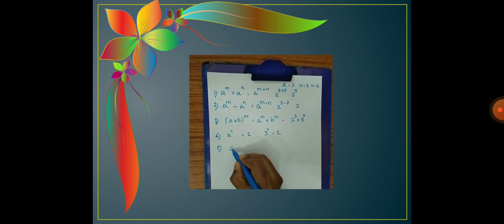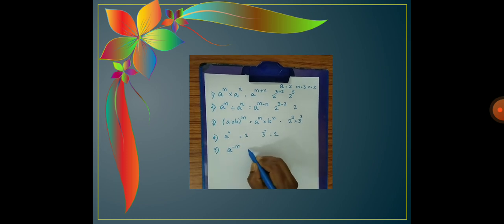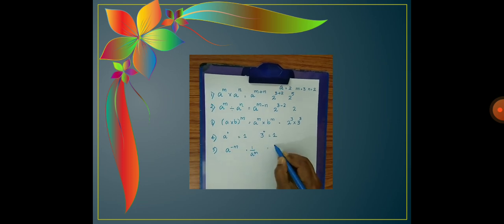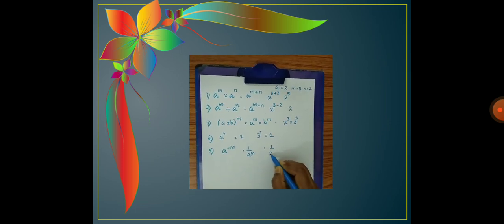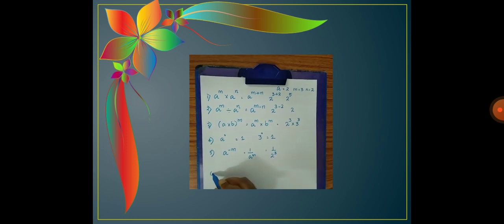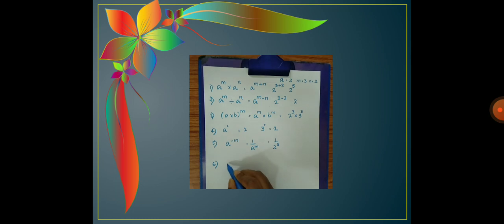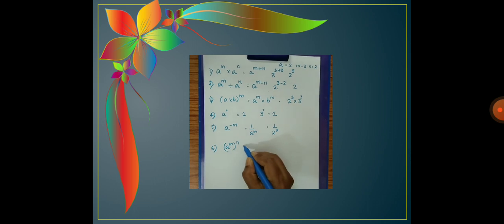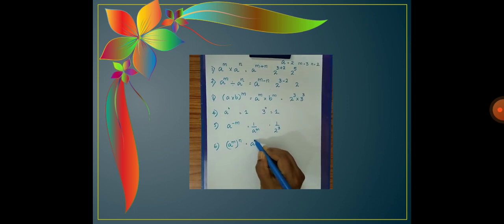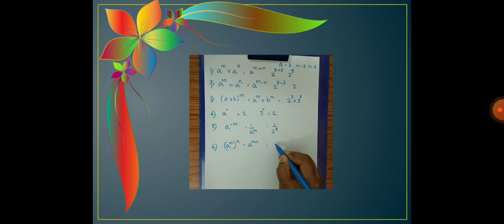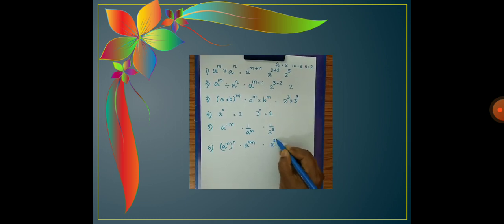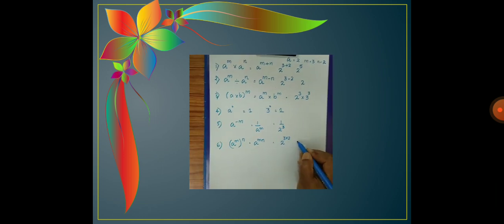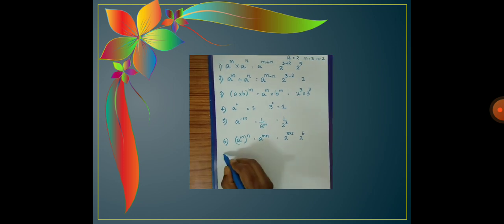Next, number 5, a raised to the power minus m, that is equal to 1 by a raised to the power m. If a is 2, 1 by 2 raised to the power 3. Next, the sixth one, a raised to the power m to the whole n. So what will be a raised to the power mn? That is equal to 2, 3 into 2, that is 2 raised to the power 6.